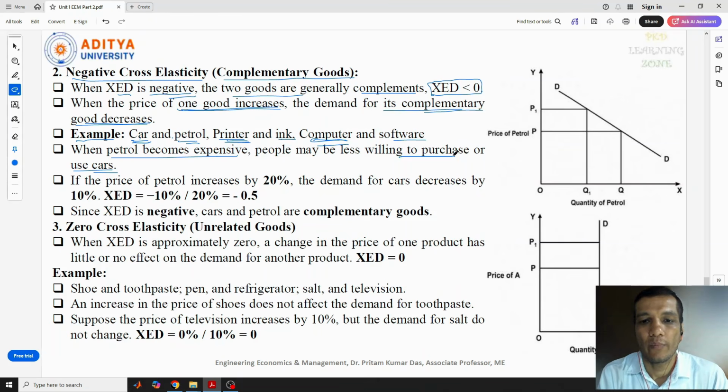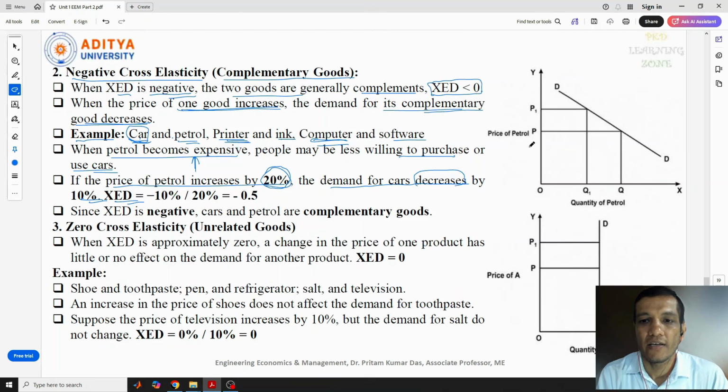At that time, what will happen? When the price of petrol increases, people may move toward electric vehicles, so they will purchase a smaller quantity of cars. The same thing applies here: if the price of petrol increases by 20%, the demand for cars decreases by 10%. So the XCD value will show the demand decrease.